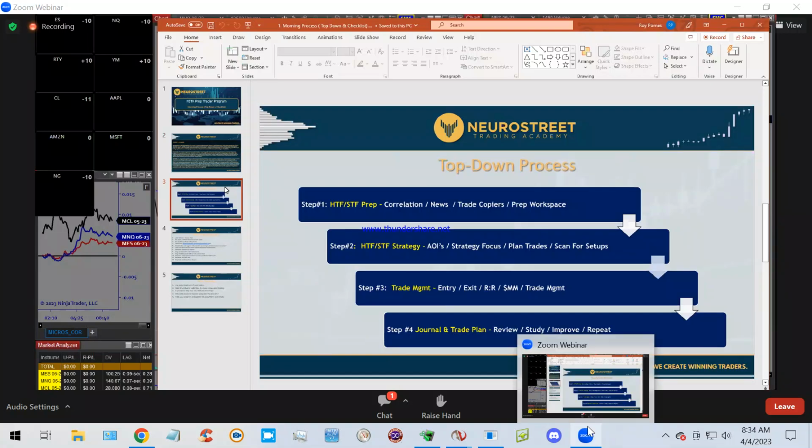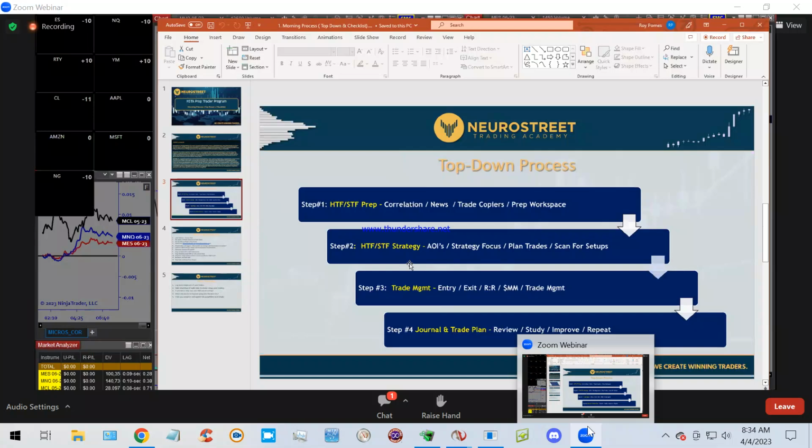Top-down process, higher time frame prep. Check correlation, check news, configure our trade copiers, prep our workspace for the day for trading. Step 2, higher time frame, smaller time frame strategy. Focus on our areas of interest, main strategy focus, plan trades, and scan for setups.